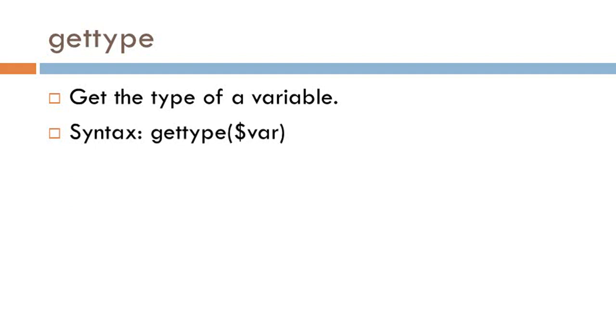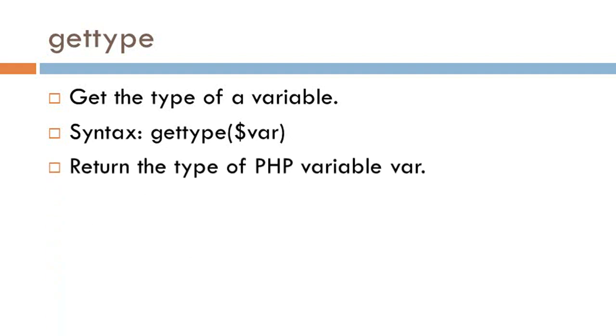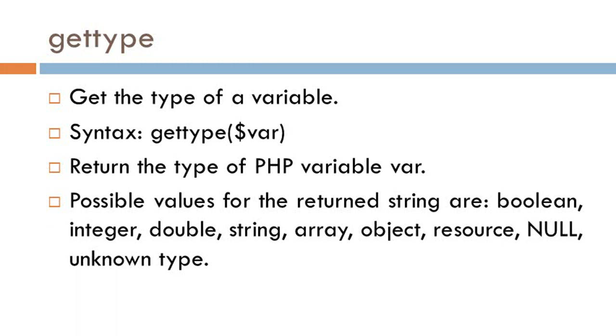Now next is gettype function. Gettype is a function to get the data type of a variable. Now syntax of gettype function is gettype in bracket $variable name. This function returns the data type of a variable. The possible values for the returned string are all the data types supported by the PHP language, means integer, double, string, array, object, null, etc.